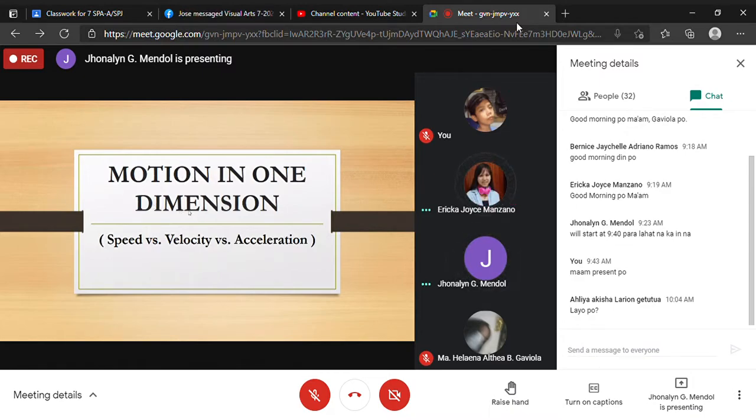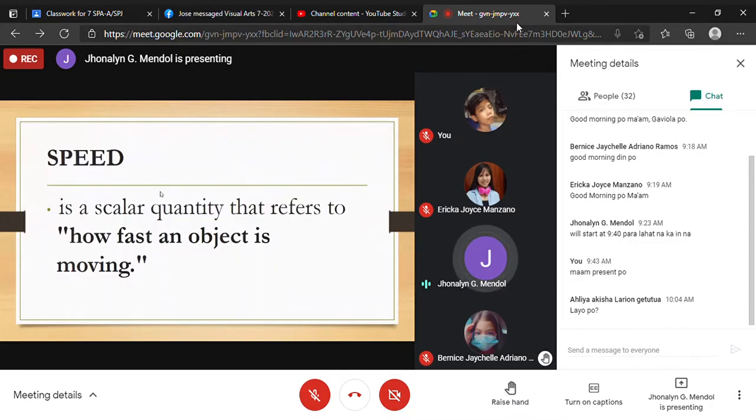Yes po. Can we proceed now to the next topic? Speed, velocity, and acceleration. Opo. Yes po. Sure? Okay. So motion in one dimension again, the speed, velocity, and acceleration. Okay, when we say speed, kindly read it. Ma'am Manzano po. Zaina, Depositario.